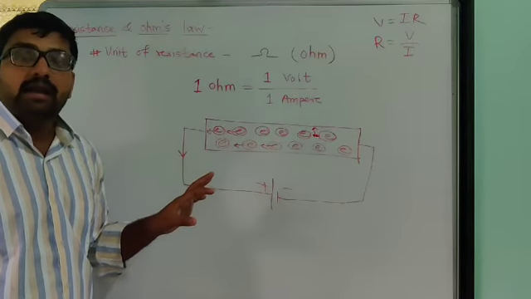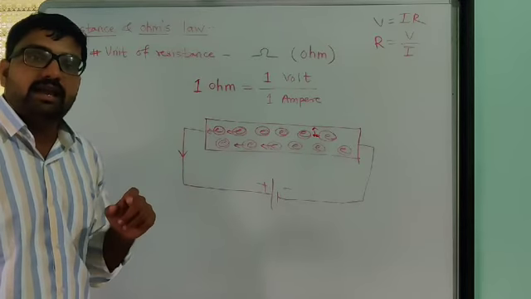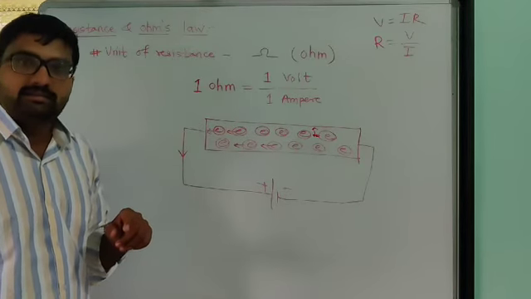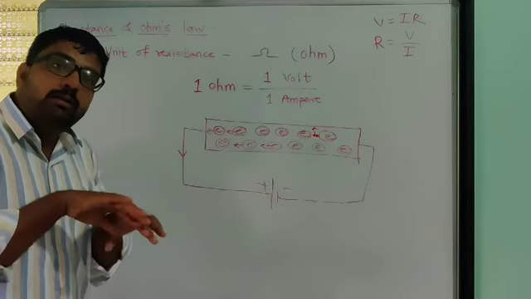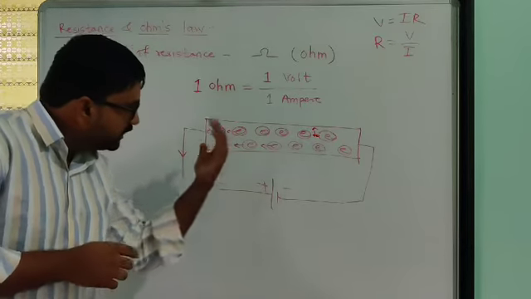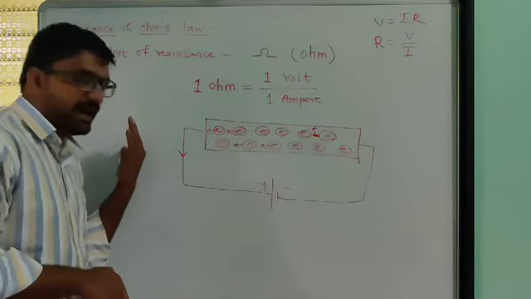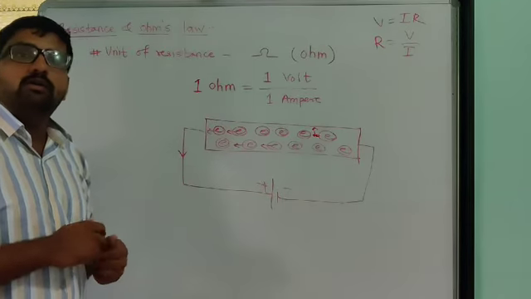The word hinderance is used here in your book, H-I-N-D-E-R-A-N-C-E. Due to that, the path of that electron goes on changing. Actually they want to move in this direction, towards the positive terminal of the battery, but what happens?